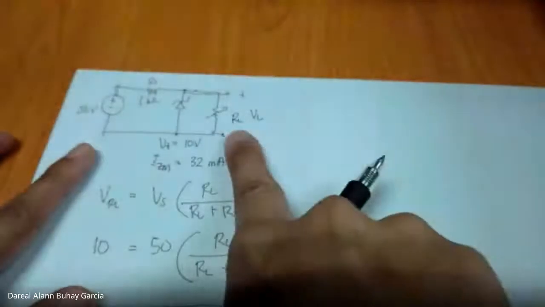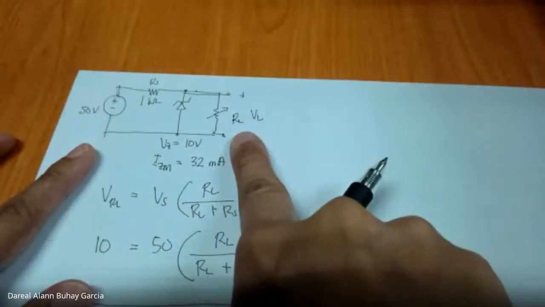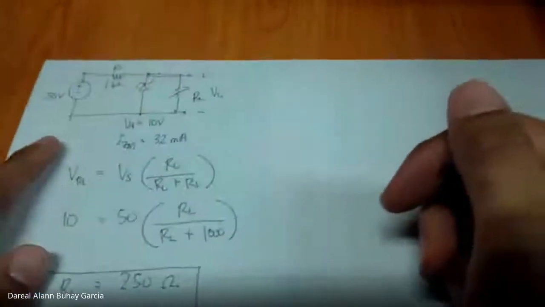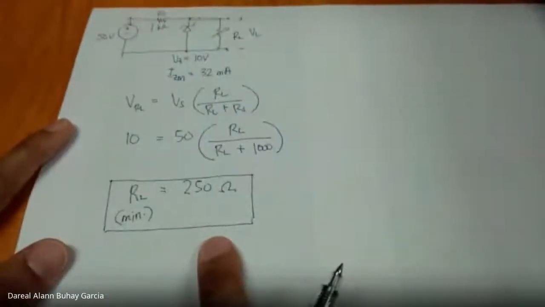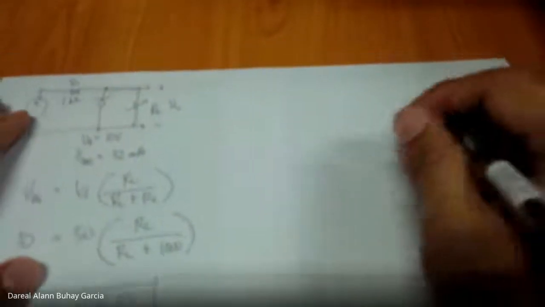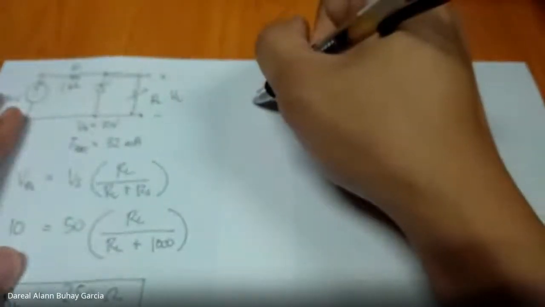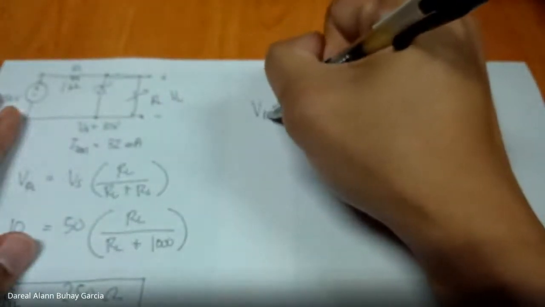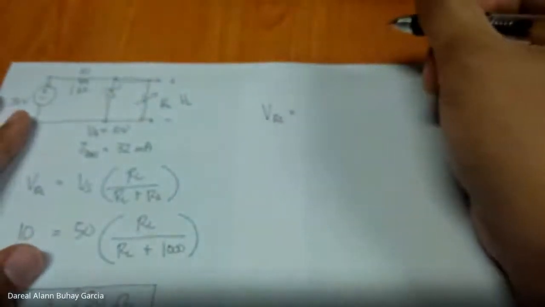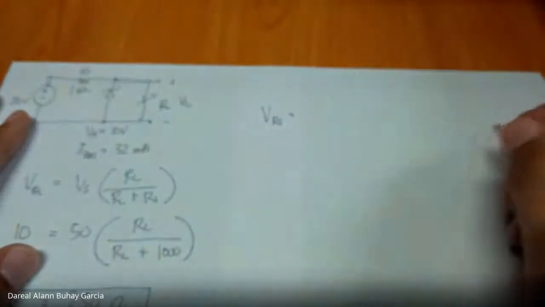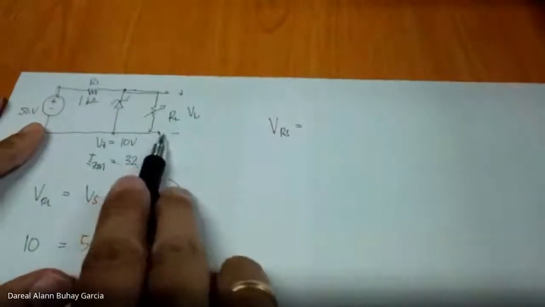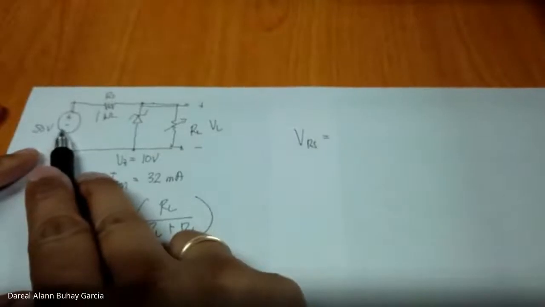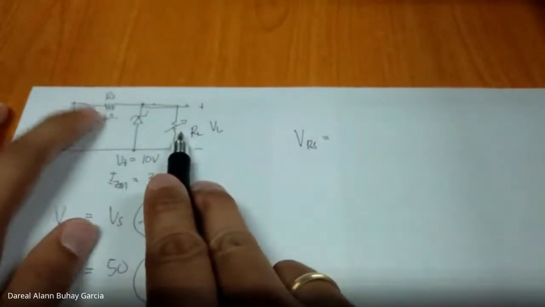As for the potentiometer, what's the maximum amount of RL such that our Zener diode will not be destroyed? So after solving for the minimum amount, VRS will be constant, of course. 50 minus 10 is 40. So it is 40.